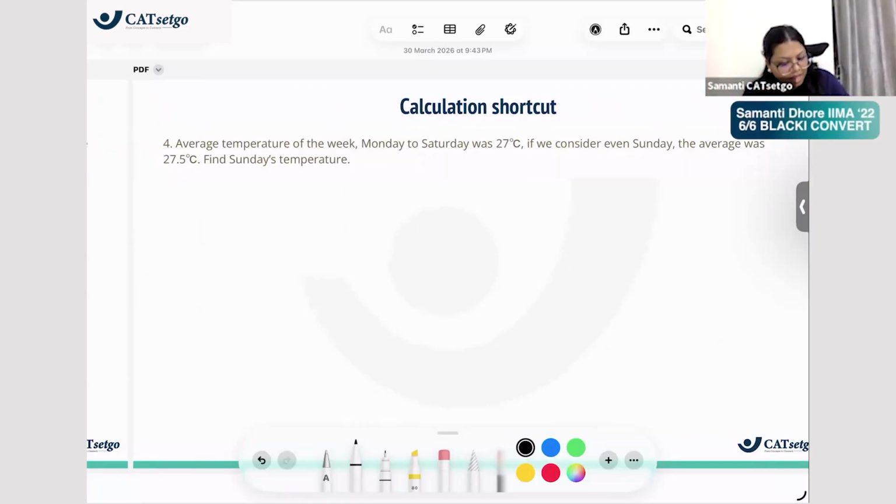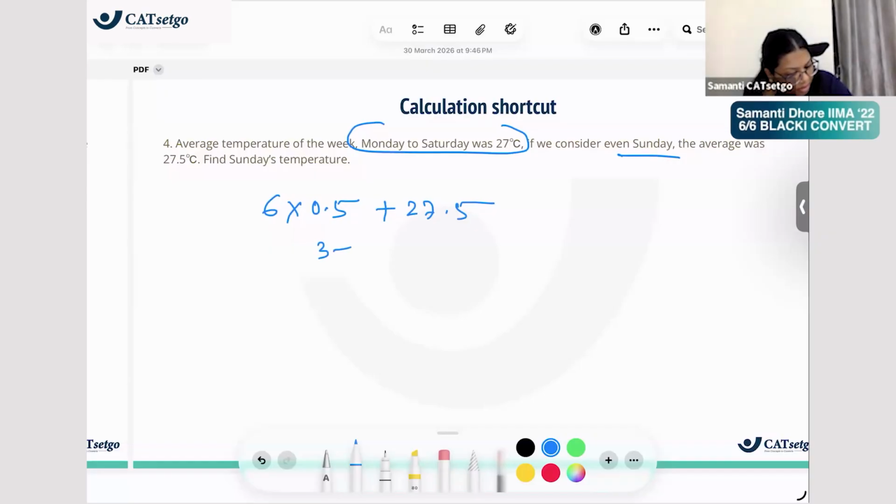So we have Monday to Saturday, the temperature was 27. And if we consider Sunday also, the average is, okay, 27 to 27.5. So these are 6 days. So for 6 days, it went from 27 to 27.5. So this got added. Plus Sunday wasn't there. Sunday was 0 earlier, Sunday's contribution has now been added. Right? So this is what? 3 plus 30.5.